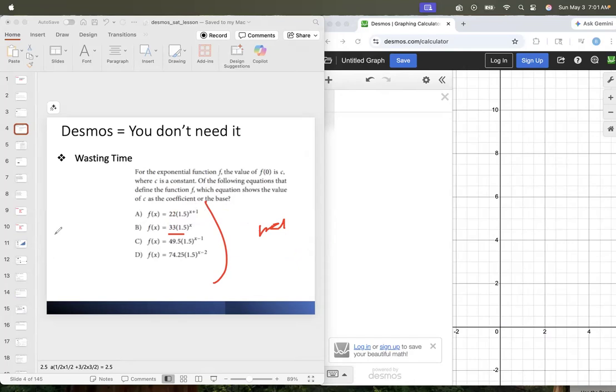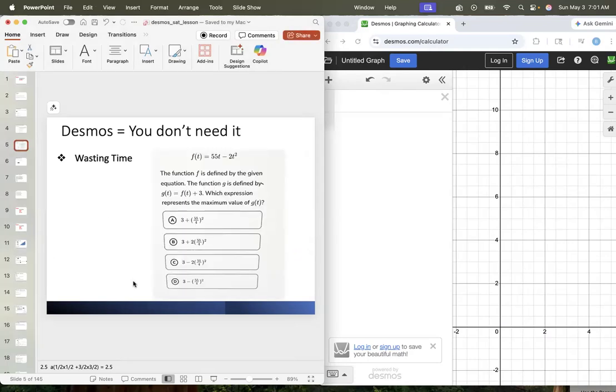They give you the Desmos. Do you think they will set all the questions to be answered using Desmos? No, the examiners know that. You know how to do it. Something like that, you can use Desmos, but it's a waste of time.